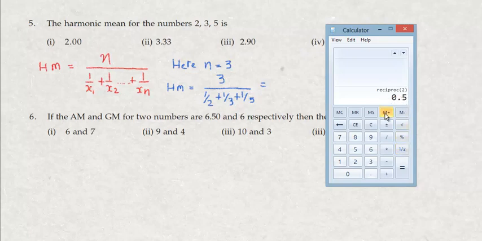Now put it in the M plus. Again write down 3 and its reciprocal, that is also in M plus. Write down 5 and its reciprocal, again M plus. So recall the memory. MR is the memory recall button. Recall the memory. We have 1.033333, which is nothing but the total of 1 by 2 plus 1 by 3 plus 1 by 5.